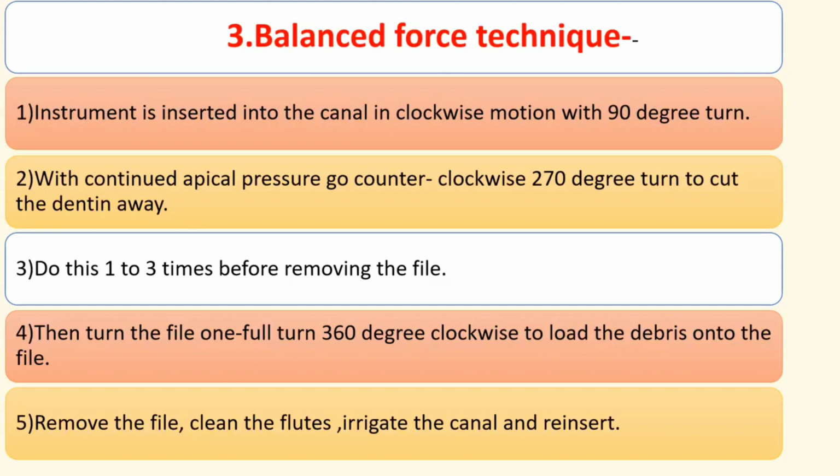And third is the balance force technique. Here the instrument is inserted into the canal in a clockwise motion with a 90-degree turn. With continued apical pressure, go counterclockwise with a 270-degree turn to cut the dentin. Do this 1 to 3 times before removing the file. Then turn the file a full 360-degree turn clockwise to load the debris onto the file. Remove the file, clean the flutes, irrigate the canal, and again reinsert the file.